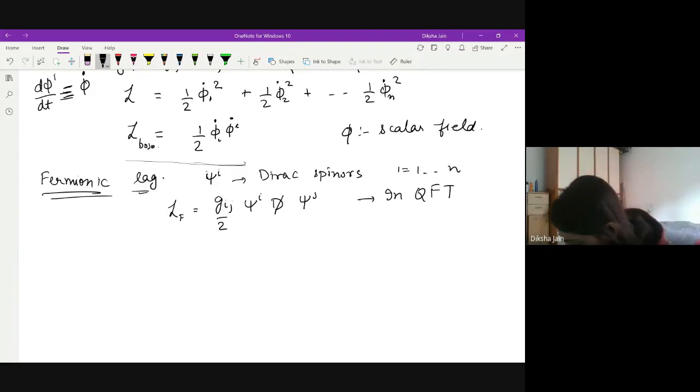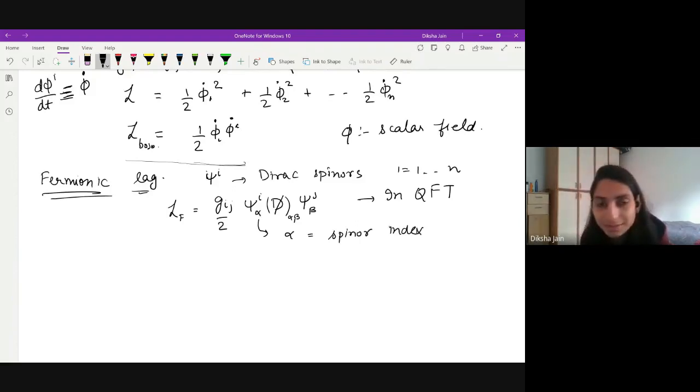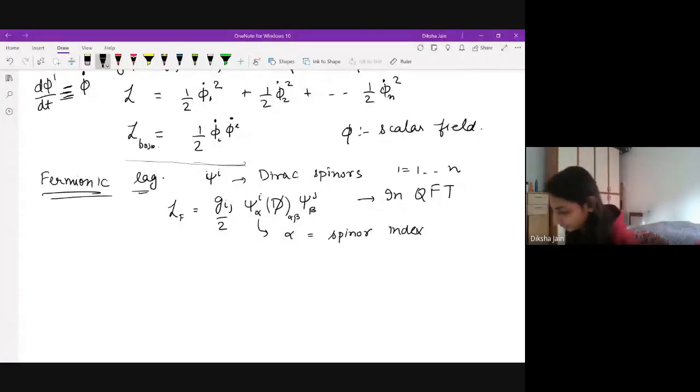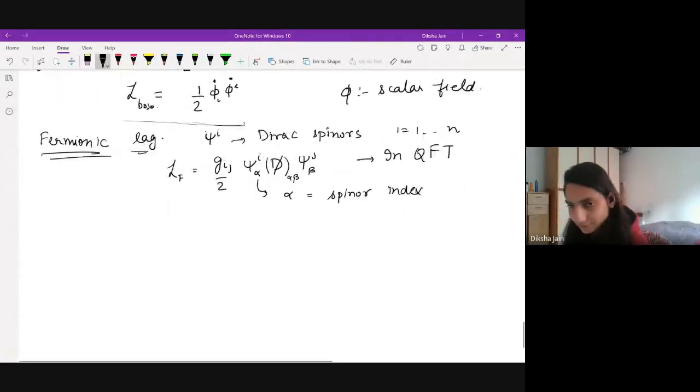And also you might remember that there is another index on this spinor, which is alpha, which is the spinor index. Do you guys know these things or not? I think they know these things. Okay. So this was in QFT.